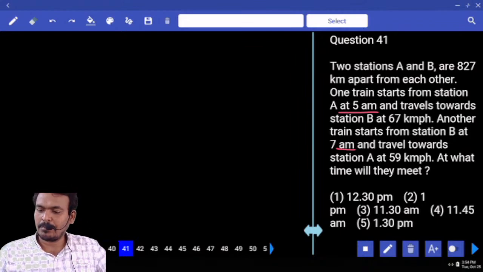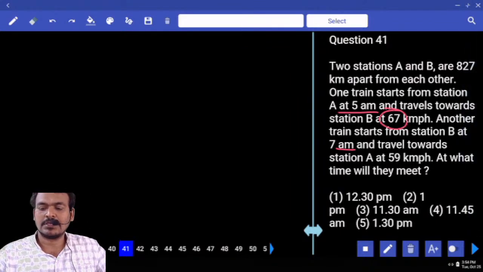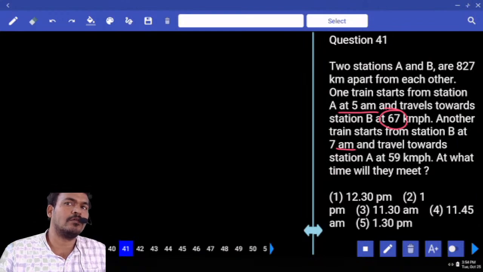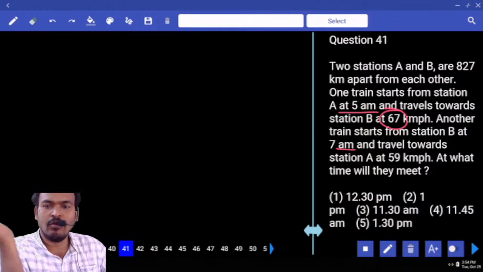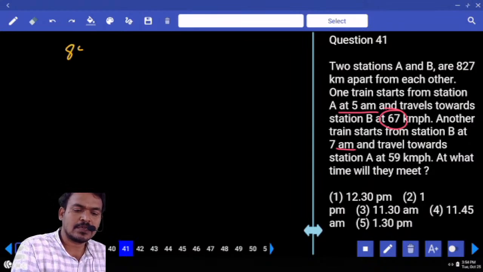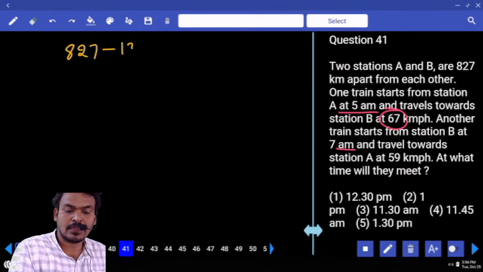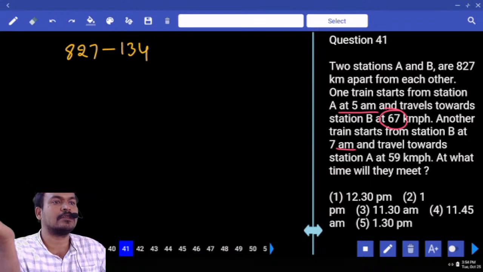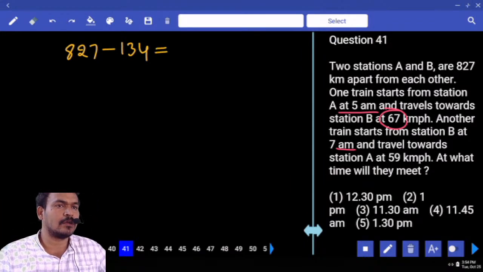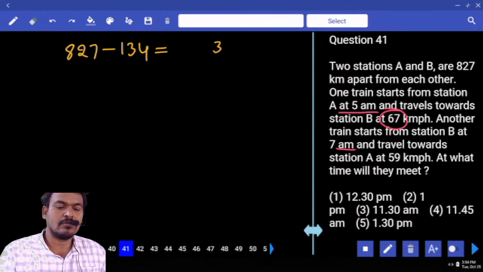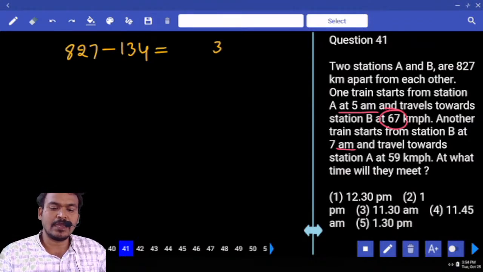In between 5 am to 7 am, only the first train is moving or the second train? First train. What is the per hour value of the first train? 67. It has traveled 2 hours. 67 times 2 is 134. Out of 827, 134 has already been traveled by the first train or the second train? First train. What is the difference between 827 and 134? 7 minus 4 is 3, 82 minus 13.